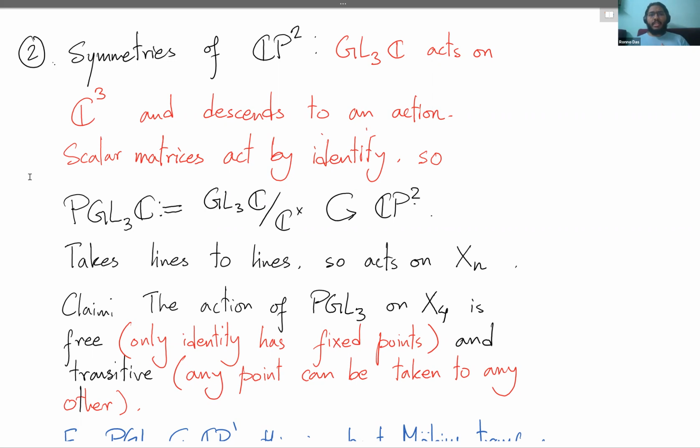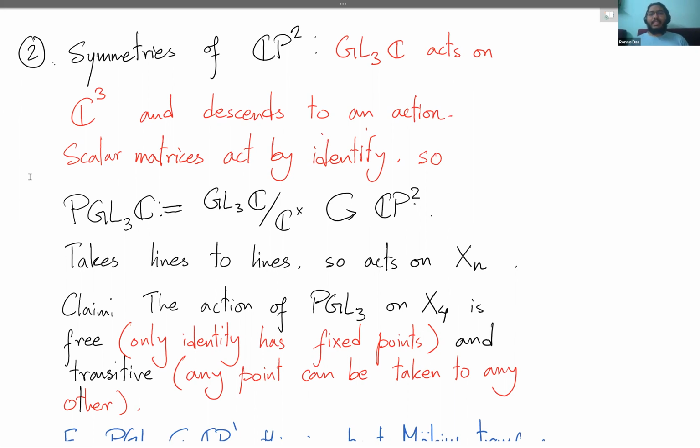But in CP2, the points of CP2 are vectors in C3 up to scalar multiples. So there's an action of GL3, the general linear group of non-singular 3x3 matrices. If you take a vector and a multiple of that vector, their images are also multiples of each other. So that's an action on the projective plane.